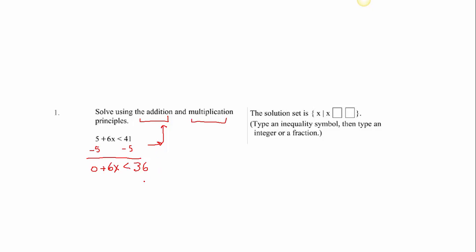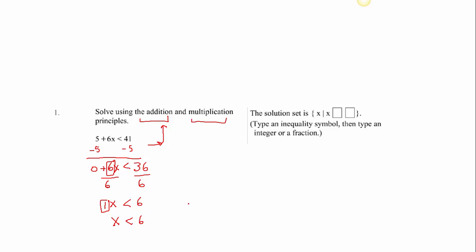Now I'm going to use the multiplication principle, where I either multiply both sides by the reciprocal of 6, which is 1 over 6, or I can divide both sides by 6. So let's go ahead and divide both sides by 6. Because 6 is positive, I will not flip the symbol. If it was negative 6, then I would have to flip the symbol. So 6 by 6 is 1, so I have 1x is less than 36 divided by 6, which is 6. We don't have to put the 1, so just write x less than 6.